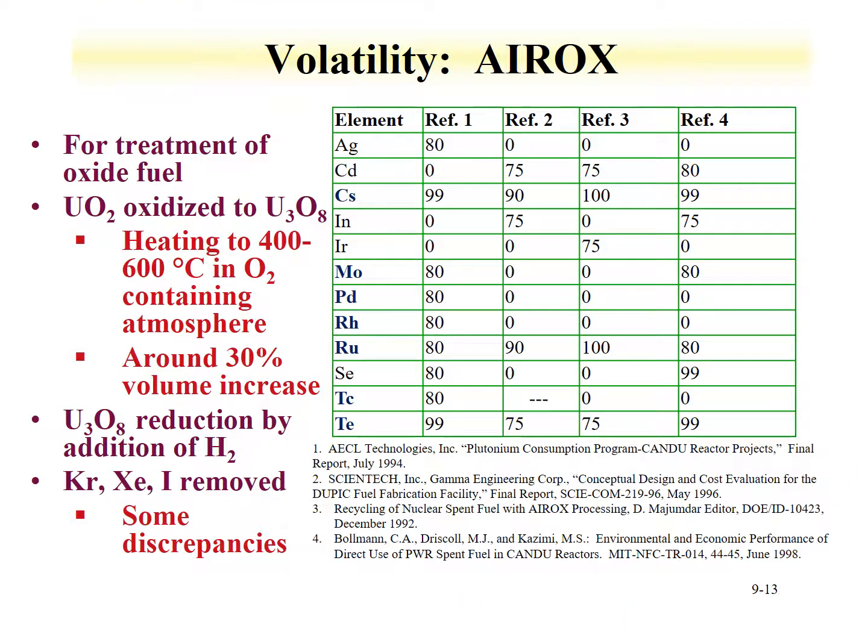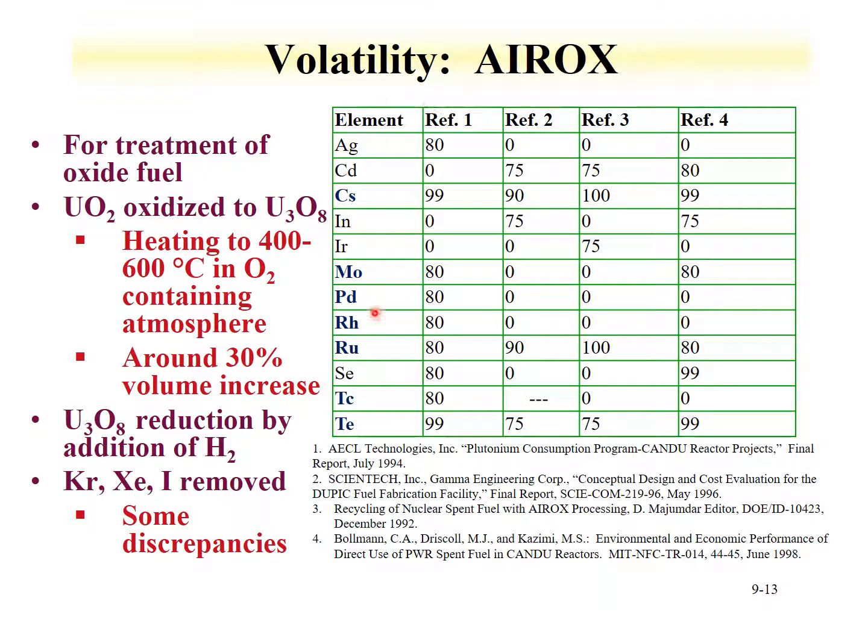And fundamentally, one takes some spent uranium oxide fuel, oxidizes it to UO3. If you heat the UO2 at 400-600 degrees in an oxygen-containing atmosphere, normal atmosphere, you'll get a volume increase as it goes from UO2 to U3O8. This exposes more of the grains to the surface. Any volatile fission products will be removed.